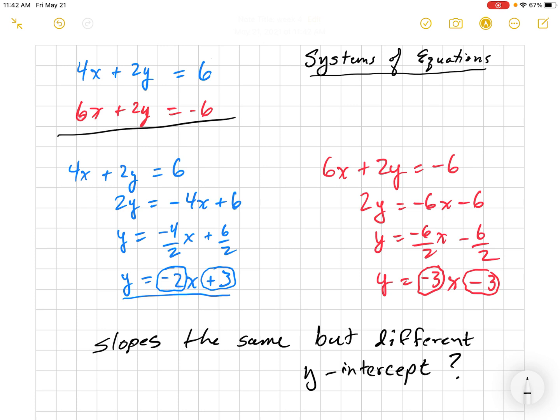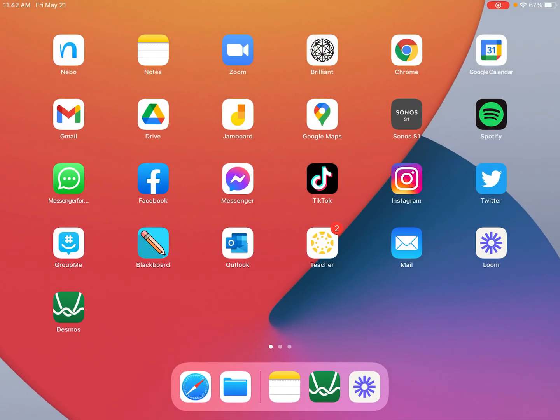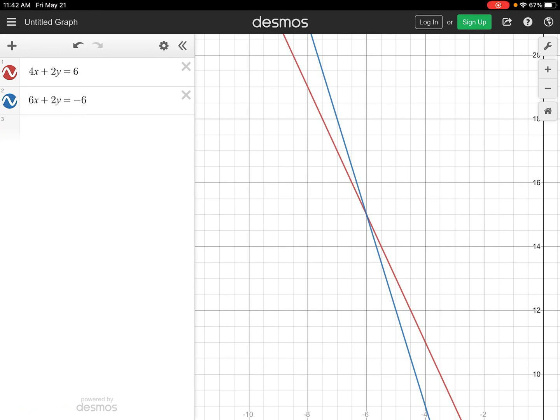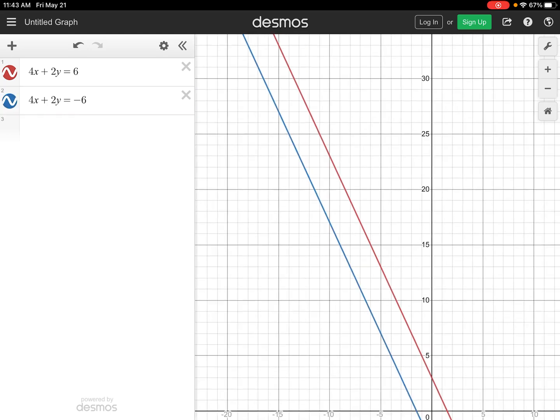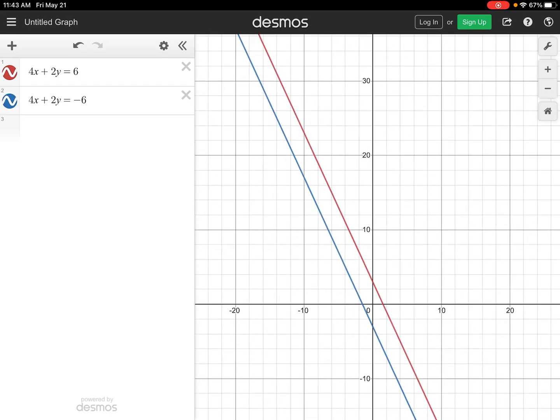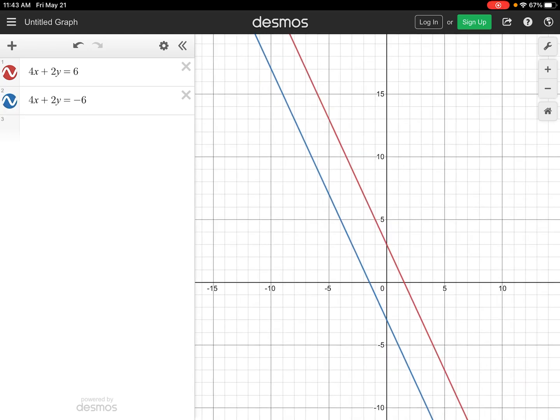Well, let's go change the slope of one of these so that it's the same. If we go back to our Desmos, you notice that we've got 6x down here. Let's change the 6x to a 4x, and that'll make our slope the same. You can see what happens. They intercept the y-axis at two different points, right? This one intercepts the y-axis at 3, and this one intercepts the y-axis at negative 3.